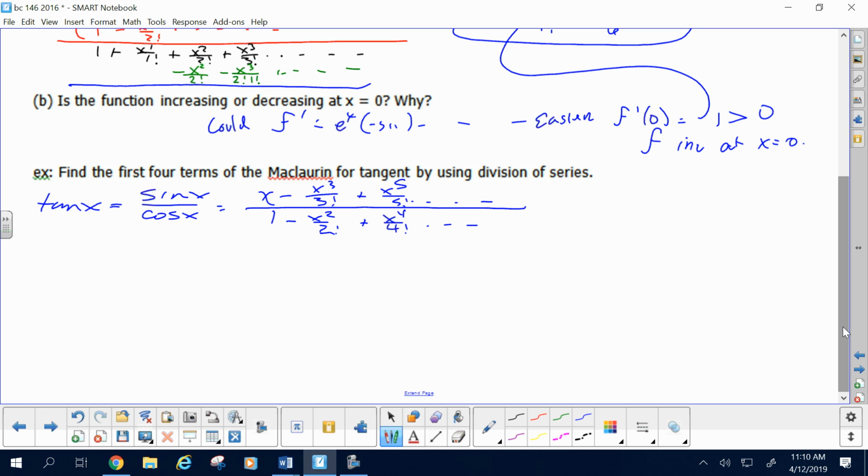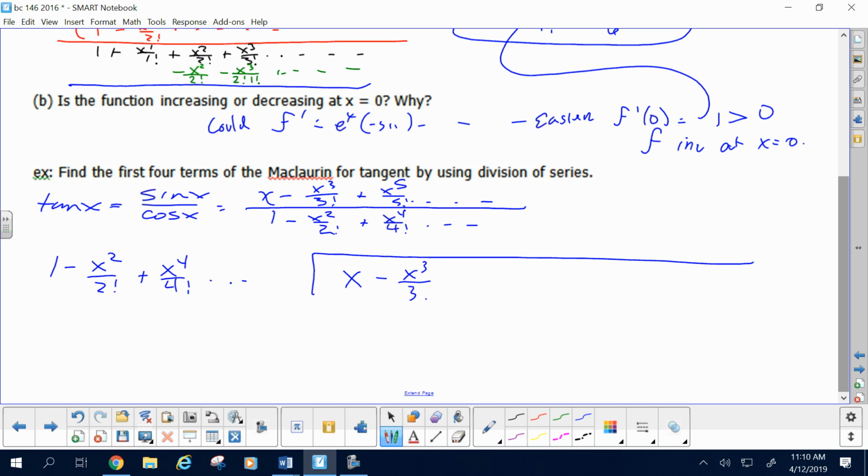Now, as tempting as it would be to just cancel this, cancel this, that's not how the division of fractions works. We know that doesn't work. So instead, we're going to take 1 minus x squared over 2 factorial plus x to the 4th over 4 factorial, and so on, outside the box, and inside the box is x minus x cubed over 3 factorial plus x to the 5th over 5 factorial minus x to the 7th over 7 factorial, and so on. And here we go dividing. Now you look at the far left into the far left. So how many times does 1 go into x?